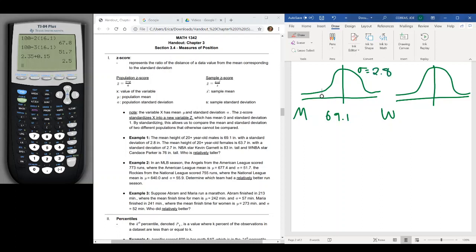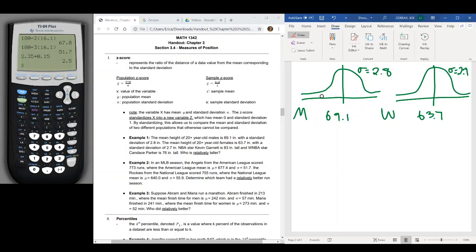Likewise, we have some information on the female population as well. Here we have women on average are 63.7 inches tall. We'll make a note of the spread. The standard deviation is 2.7. Okay. So again, it wouldn't be fair to compare these two populations directly because they both have different statistics or parameters.